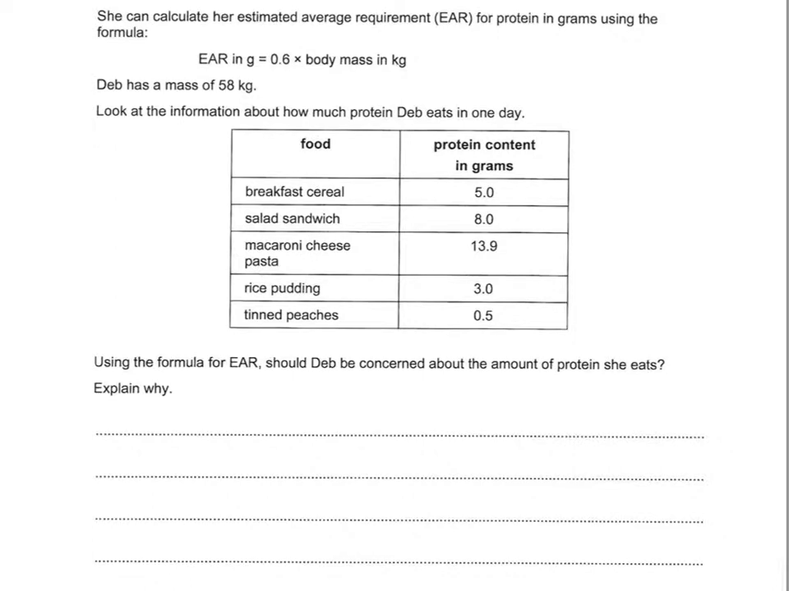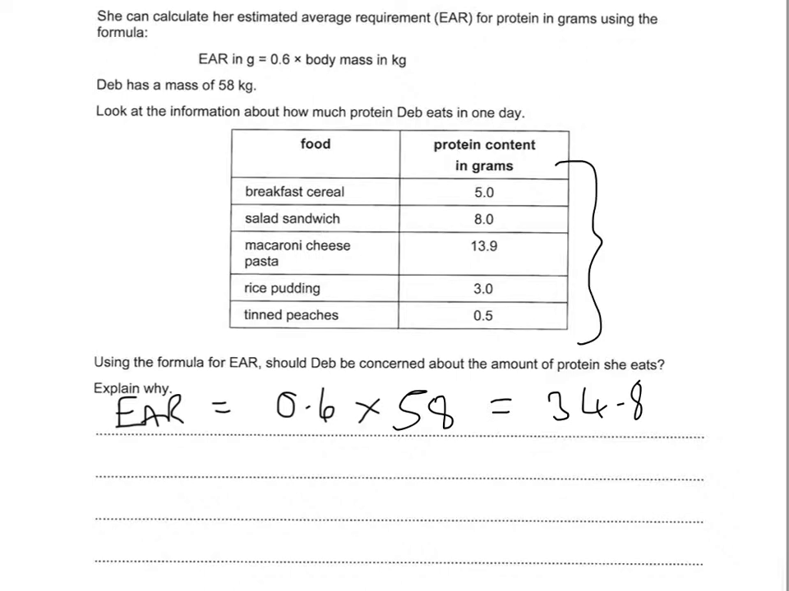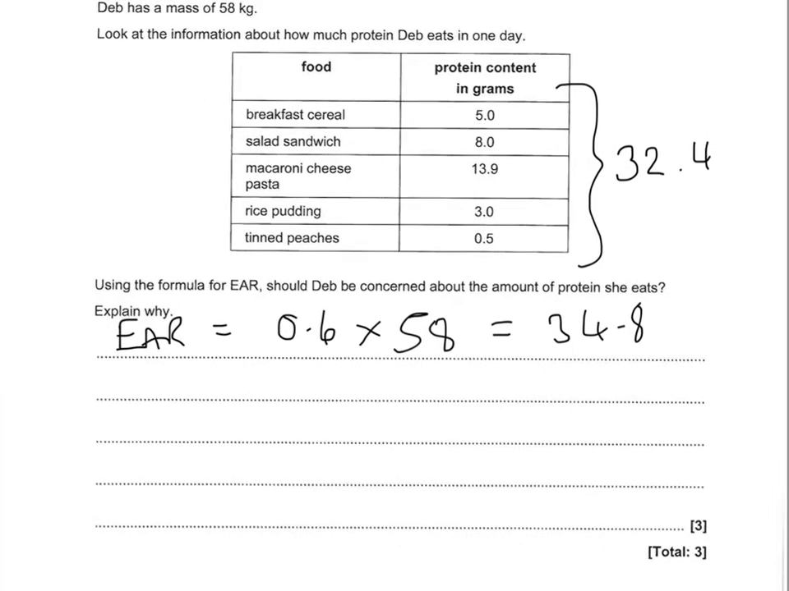So the first thing you've got to do here is calculate her EAR. So EAR equals 0.6 times her body mass in kilograms, which is given to you here. So that's 58. So that equals 34.8. Then you need to work out how much protein she's eating. So you need to add all these together, and that equals 32.4 grams if you add them all together. And then you just need to compare them.